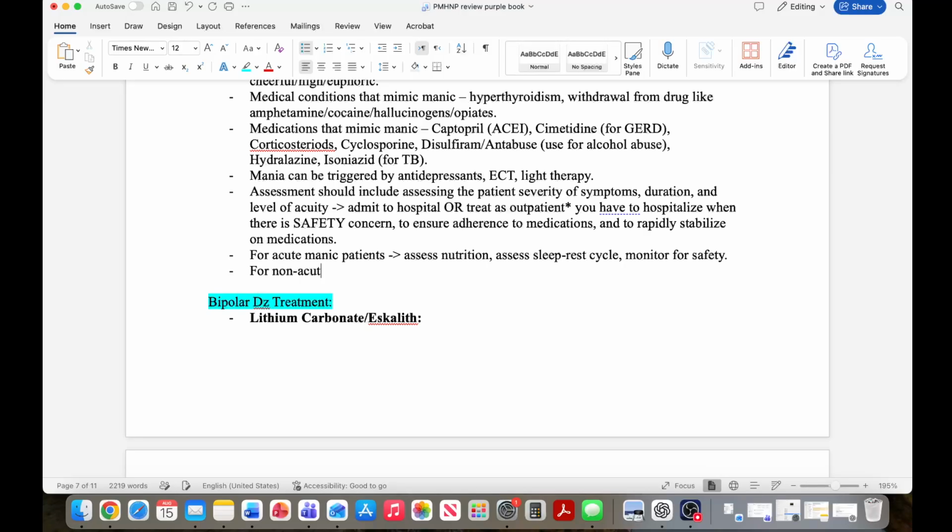For non-acute manic patients, now we know they have mania, they have bipolar, but at the moment they're not in the manic episode. So in this case, that's when you suggest therapy. Behavioral therapy, interpersonal therapy. This is when you suggest these things, because now they can really focus on therapy. But therapy is not efficient if the patient is in the full-on acute manic episode.